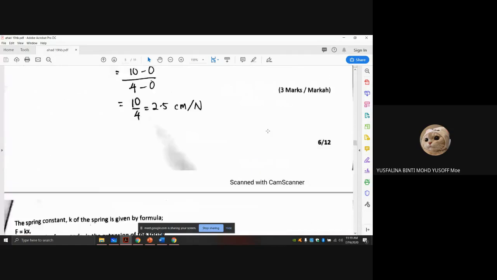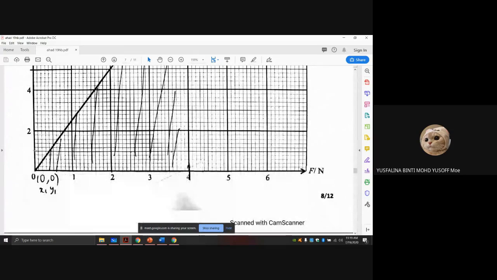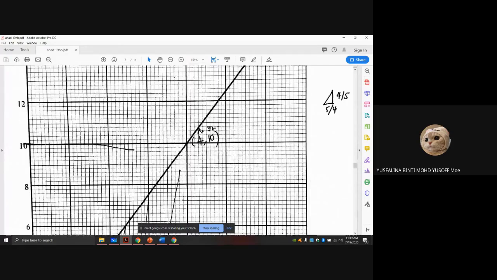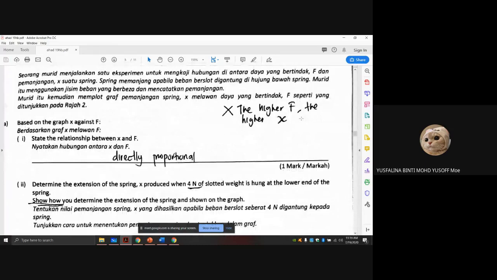So we see the graph. It passes through 0, 0 here, so it should be directly proportional. If you put the answer 'the higher F, the higher X', this one is wrong. This one is actually for hypothesis, so you cannot put this one. When you ask the relationship of the graph, the answer must be directly proportional, increasing linearly, decreasing linearly, or inversely proportional. That's the only answer that can be accepted.